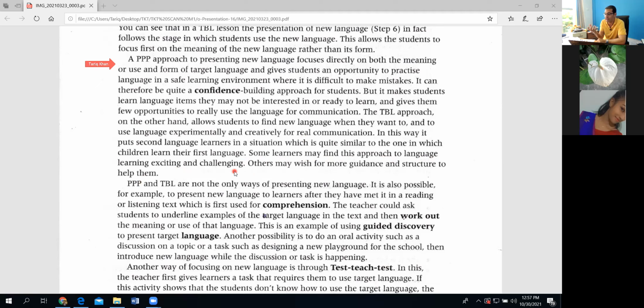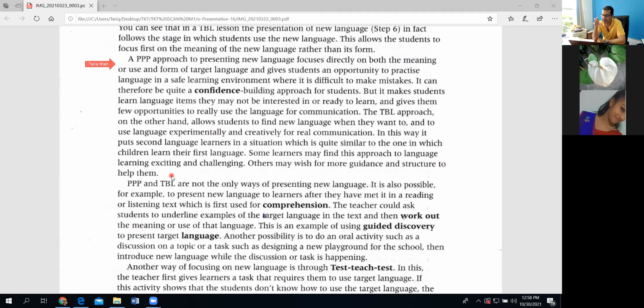They may not be fluent in it. And that's why the teacher is moving around and helping them with the language that is needed at that time. Others may wish for more guidance and structure to help them. So there might be some who may not be able to do this. Why? Because they need more guidance on the structure of the language. Why? Because if structure is not clear in your mind, you cannot make a sentence. You can't make dialogues. So some may need help in that. That's why the teacher is moving around to help them.